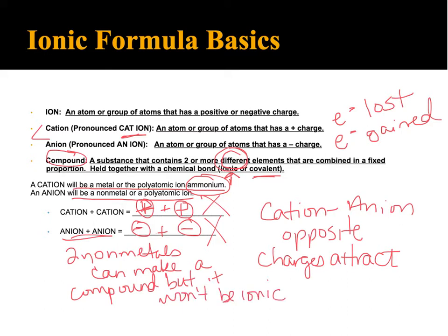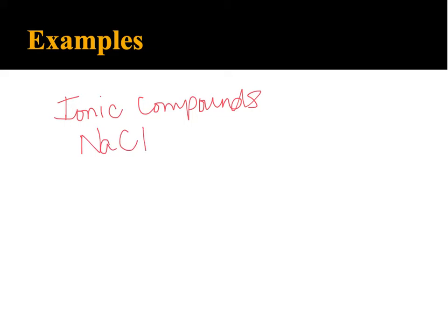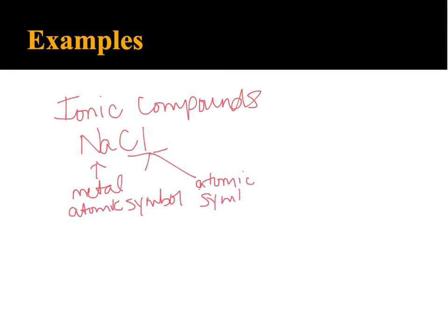All right, so we're going to look at a couple of examples on the next slide. Okay, so on this slide, I'm going to give you a couple of examples of ionic compounds, just so that you can look at the parts of the chemical formula. So here's one that we've seen and used a lot, sodium chloride. There's the atomic symbol of the metal. And there's the atomic symbol of the nonmetal. And this is the format that they're always written in: the metal, then the nonmetal.